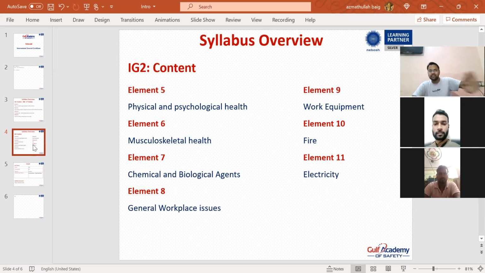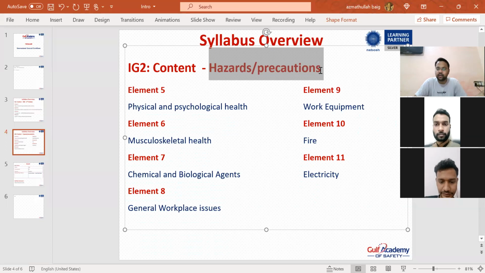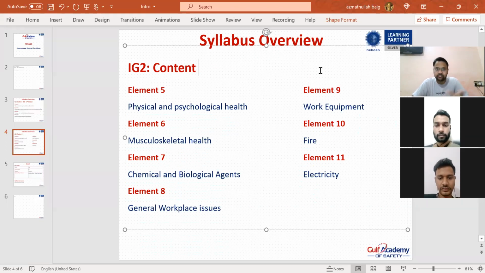Simple. First 4 elements are management parts. Last 7 elements are based on the hazards that are present in the site. So from element 5 to element 11, we'll be discussing only 2 things. What are the different hazards present in the workplace and what precautions can be taken to reduce its risks. So we'll be discussing psychological and physical hazards such as noise hazard, vibration hazard, radiation hazard, violence at work, stress. We'll discuss manual handling hazards in element 6.